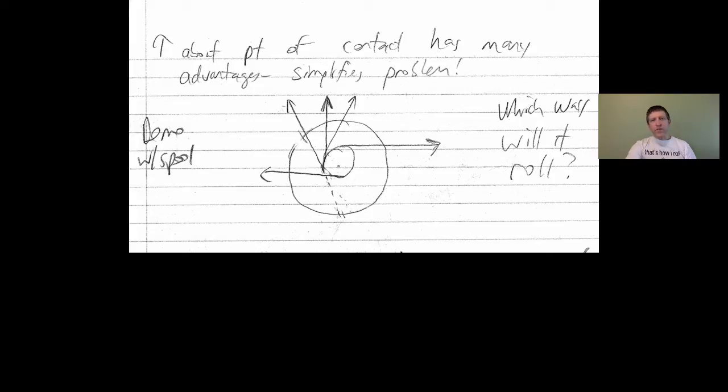So here's the question. Which way will it roll if I pull the string or the rope in all these different directions? I can pull it this way, I can pull it this way, pull it straight up, pull it that way, or I can pull it that way.